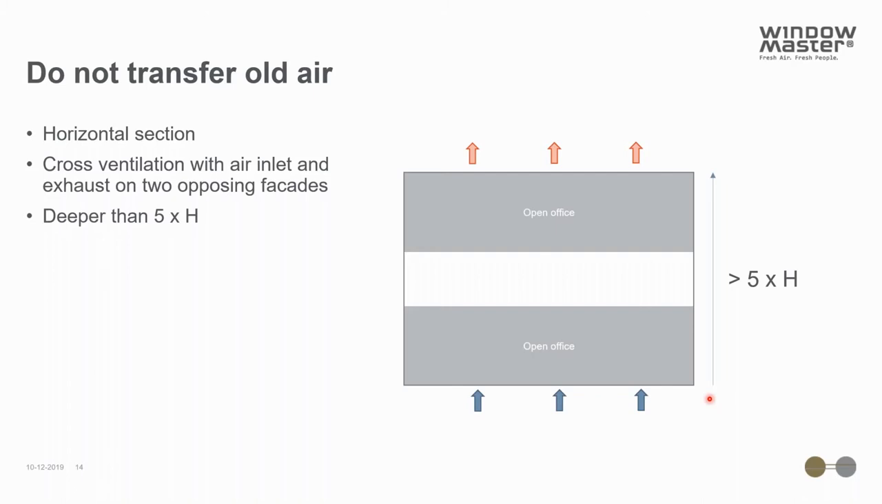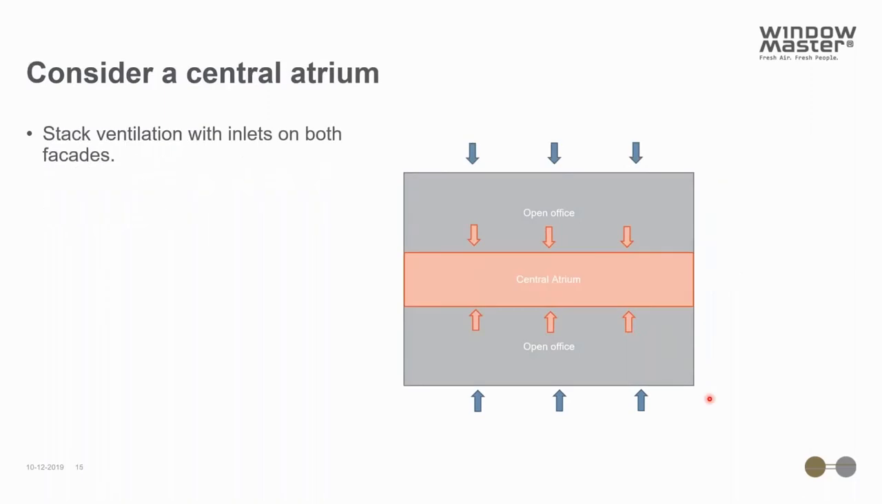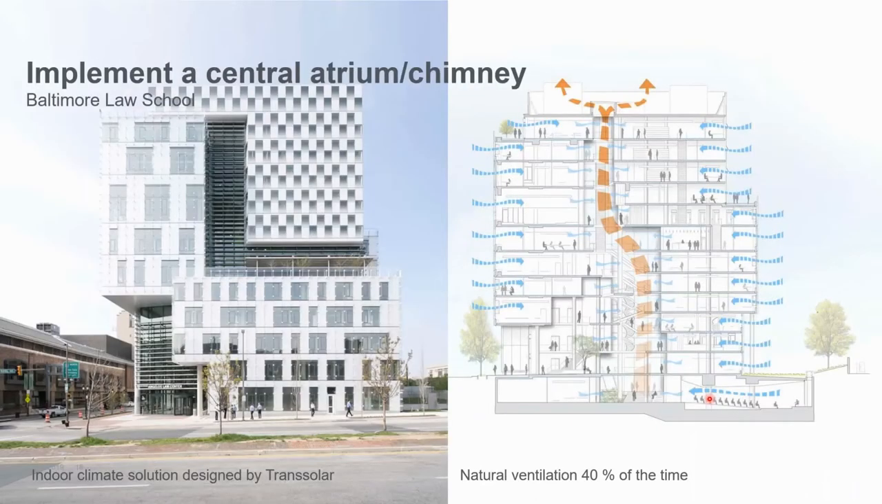A simple solution, one of many, but a good solution could be to implement a central atrium in the building. In this way, you ensure that both facades will be used as inlets, so the occupants in both open offices of the building will have a direct supply of fresh air. And all the old air from the occupied spaces will be exhausted in the middle of the building through the central atrium. A great example of this is the Baltimore Law School.